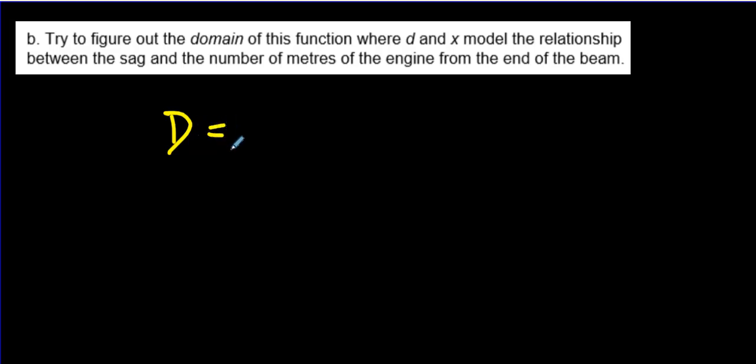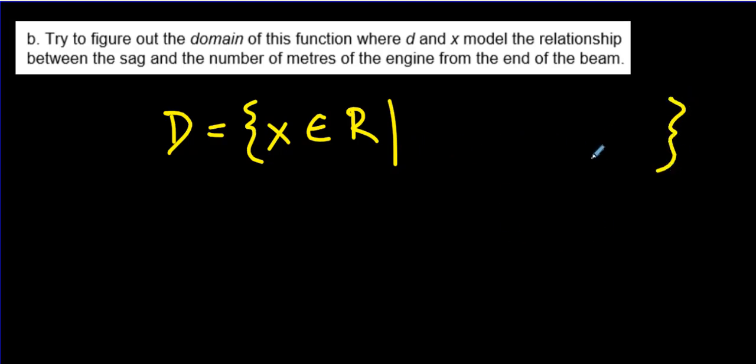So first of all, we start by writing d, and we're going to be talking about the x values. x is an element of the real number system such that, and now is where we put our restrictions on what the domain will be. Okay, let's look at our graph.